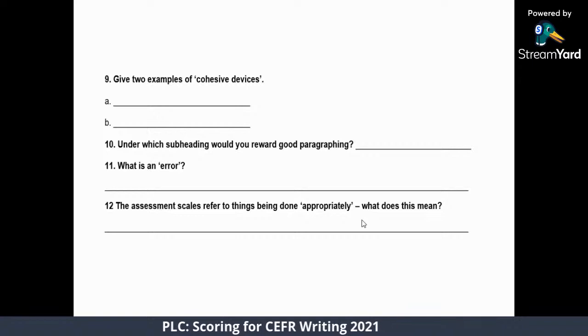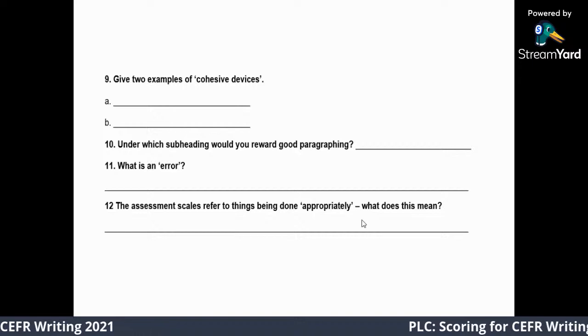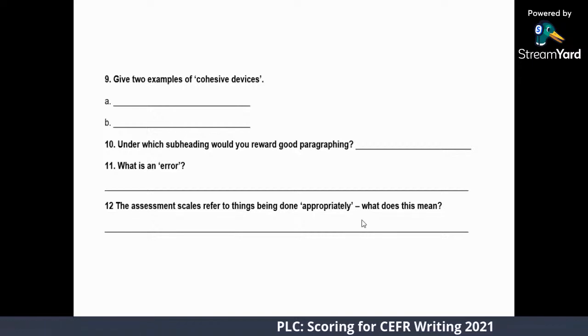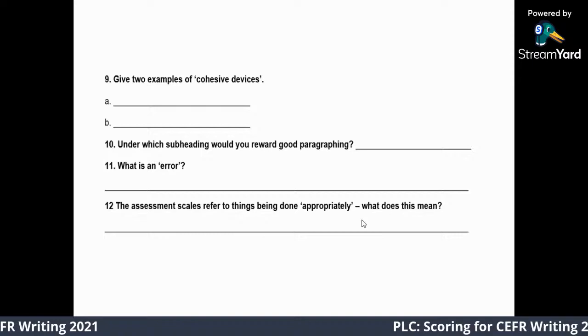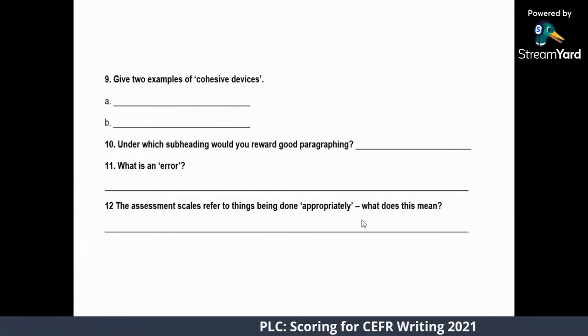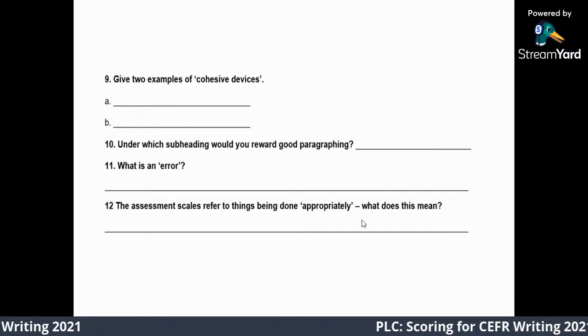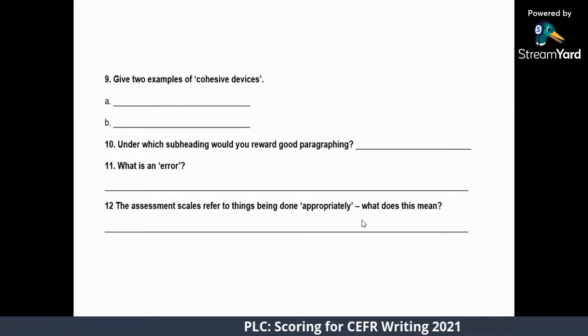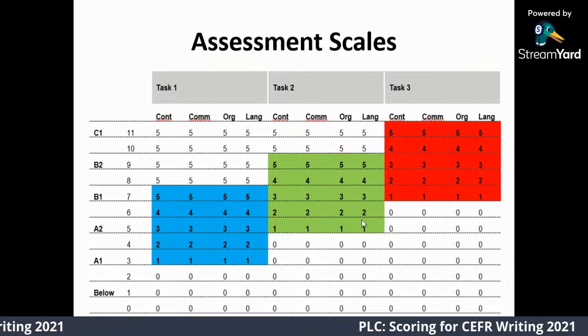Last one, assessment scales refer to things being done appropriately. Okay, appropriately means not general. Appropriately means what fits the context, so in a manner which suits the context. If the context is asking about a holiday, and suddenly they talk about a hobby that they have, that's totally not relevant, right? So appropriately means whatever suits the context. It's actually not general. That is what I would like to highlight. So it's context based.